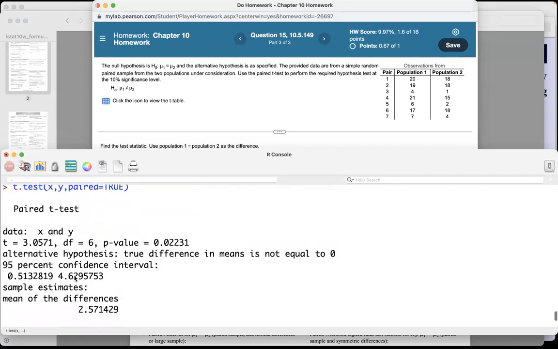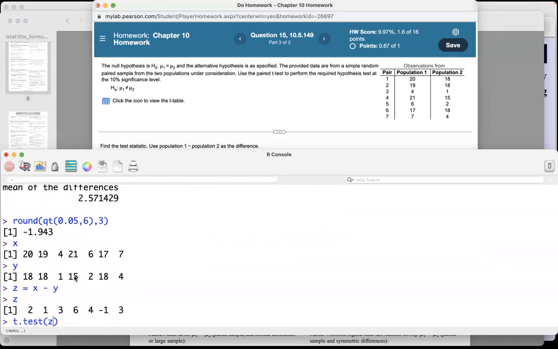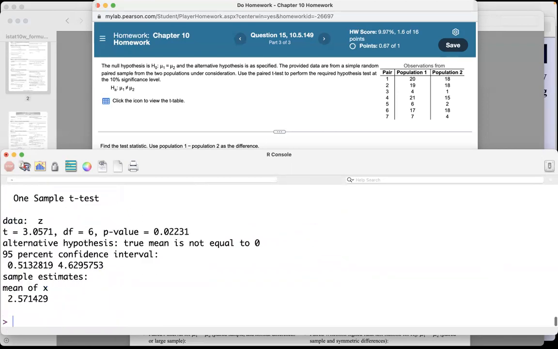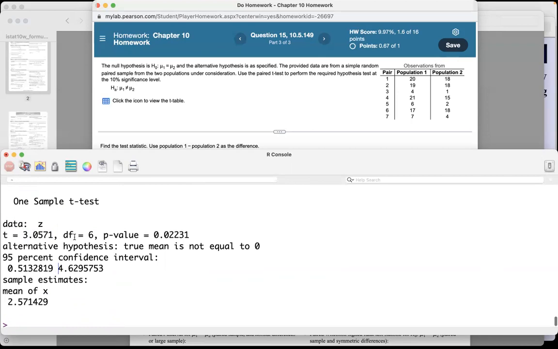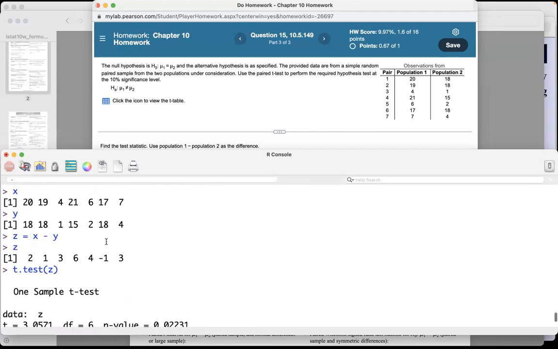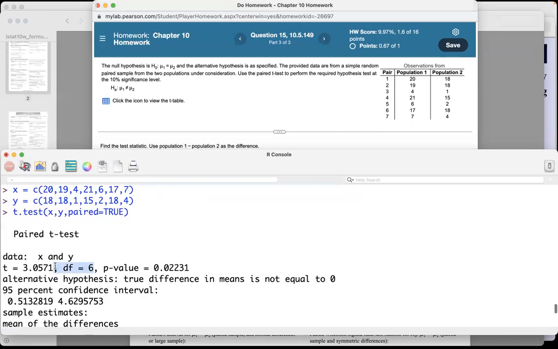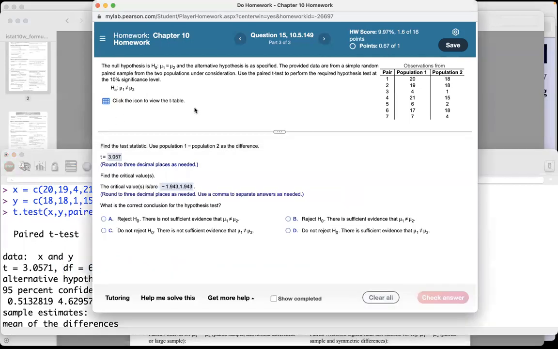So you could do a one population t-test. This will give you some test statistic. Turns out it's 3.057. All of these values are exactly what you had before. And because you're looking at the differences here, because you basically have 7 values in a single population, the number of values minus 1 is your degrees of freedom. So that's why there were 6 degrees of freedom before, because it's a paired t-test. So there's 7 pairs minus 1. So that's another way that you can do these problems.